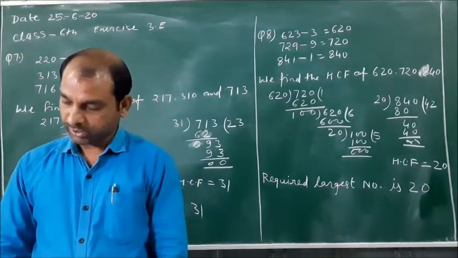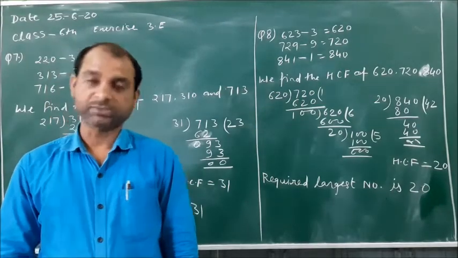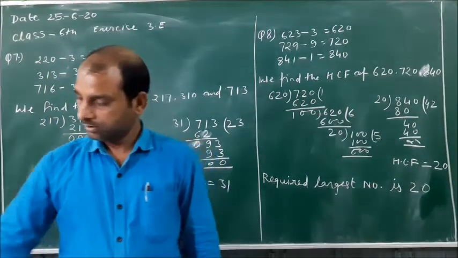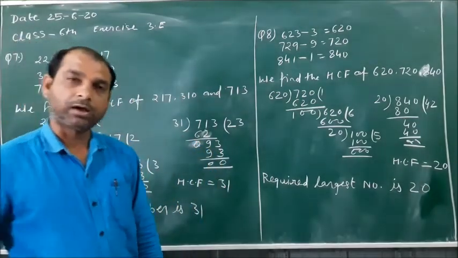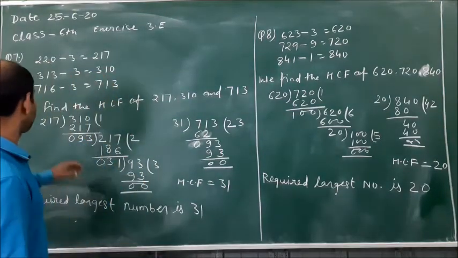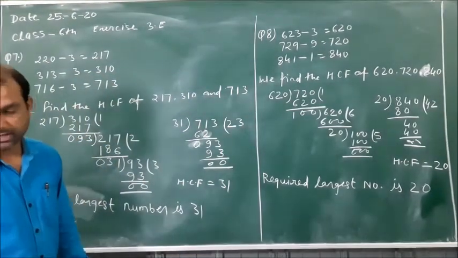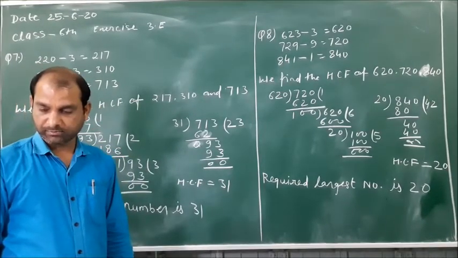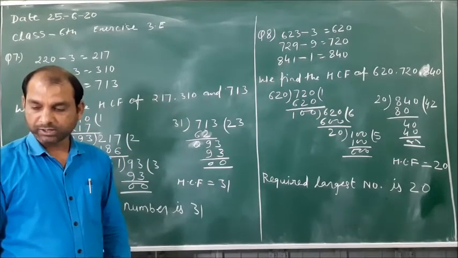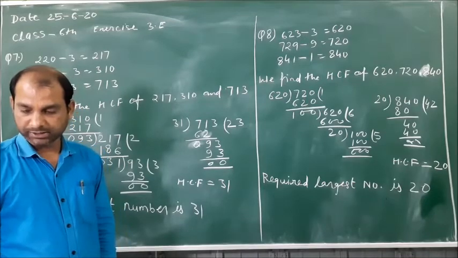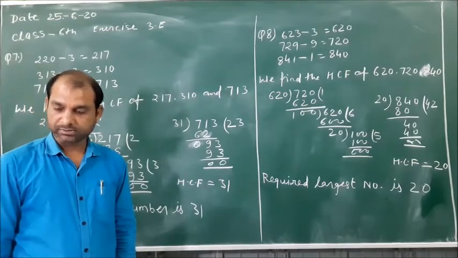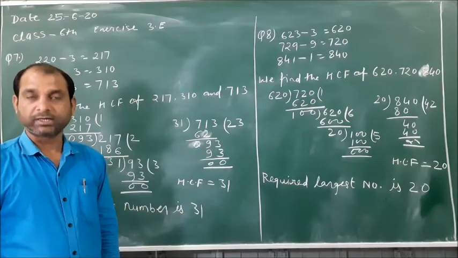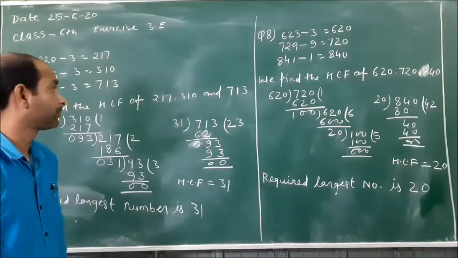Today I will tell you exercise 3. Last two questions are remaining. So, I will tell you exercise 3 question number 7. Now, question number 7 is: find the largest number that divides 220, 313 and 716, leaving remainder 3 in each case.